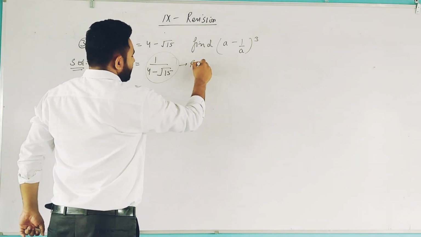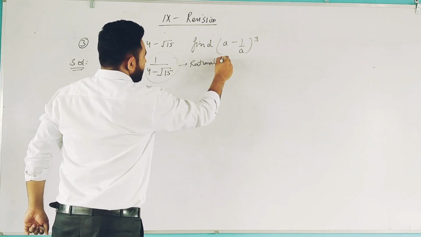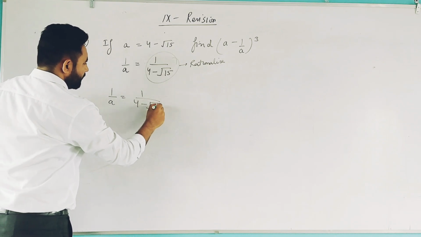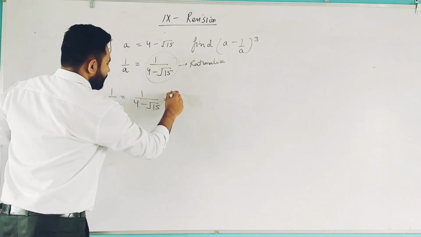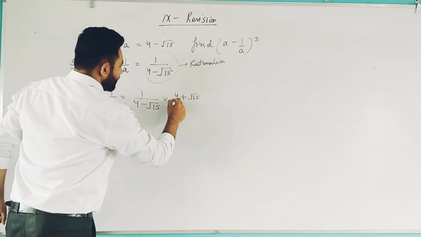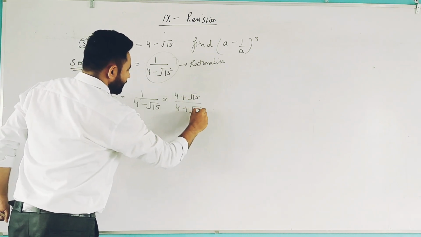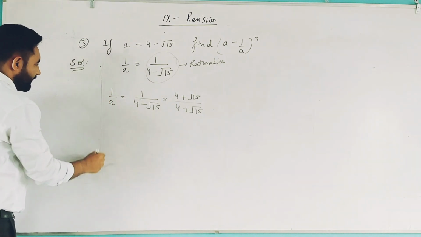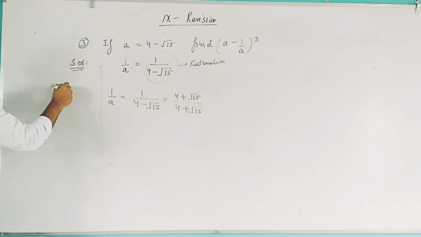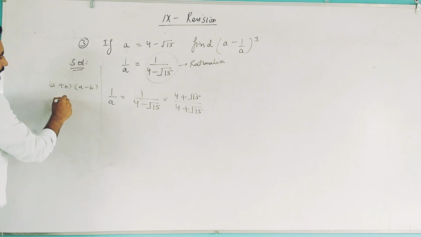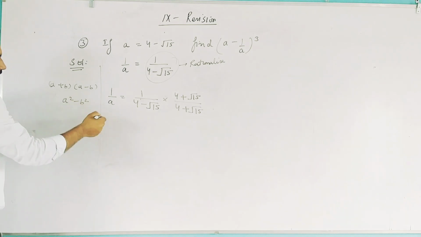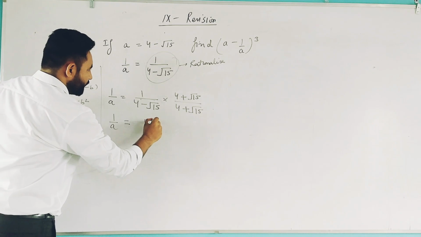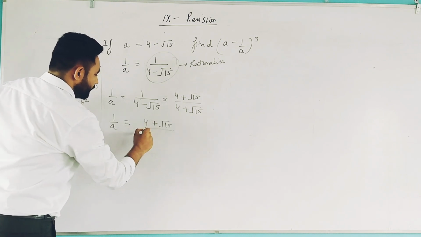We have to rationalize this 1 upon 4 minus root 15. In order to rationalize, we will multiply it by the same digits, but with a change in sign. As it was 4 minus root 15, we are multiplying it by 4 plus root 15 in the numerator as well as in the denominator. Again, we will use this identity a square minus b square, which is a plus b, a minus b, of course, in the denominators.